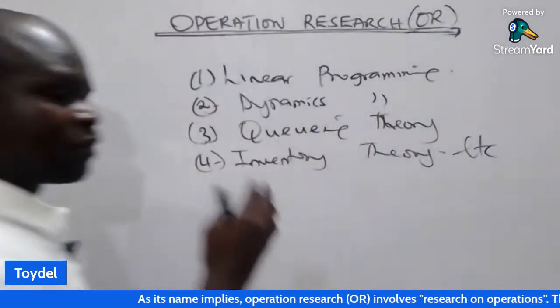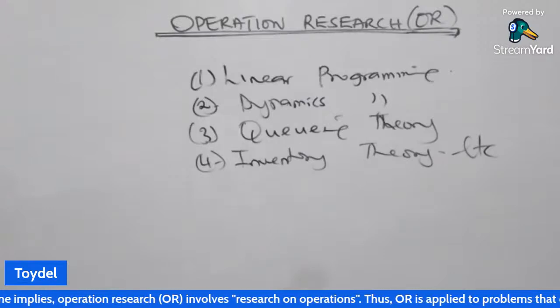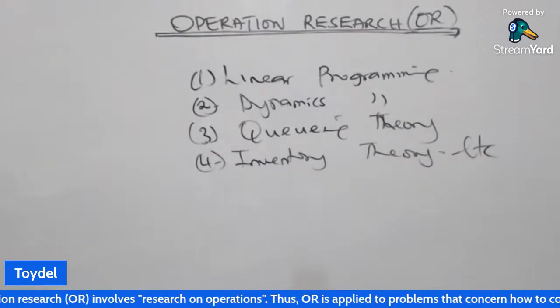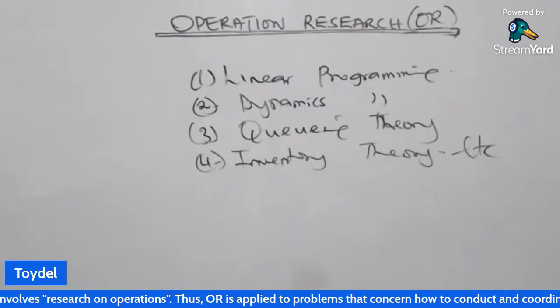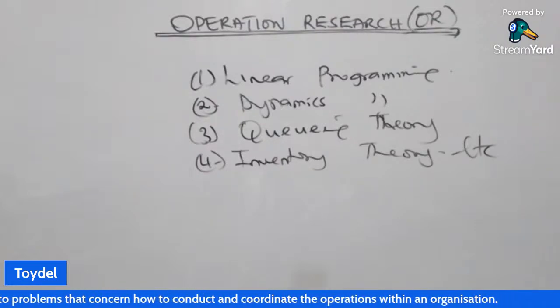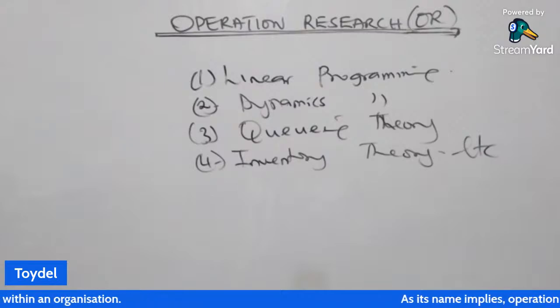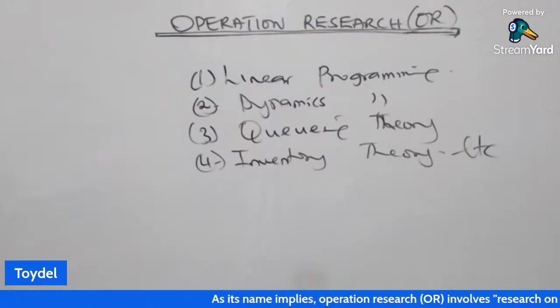We'll be picking one of these concepts after the other as we proceed in this course. So we talk about linear programming, dynamic programming, queuing theory, inventory theory, and some other concepts or tools that we use in operation research. Those are some of the tools that we'll be talking about in this course, operation research. So we should please take note of that.